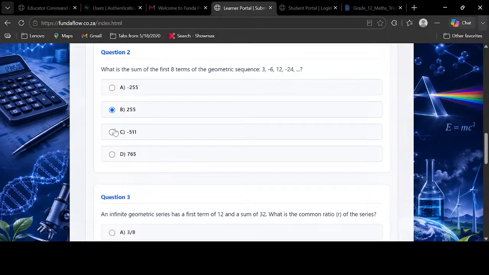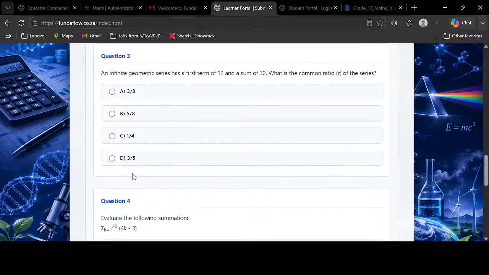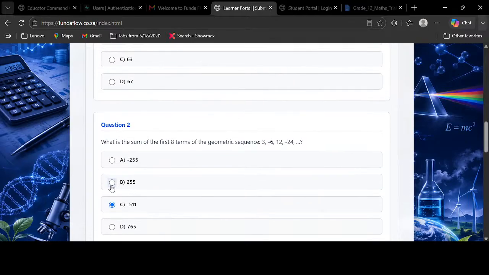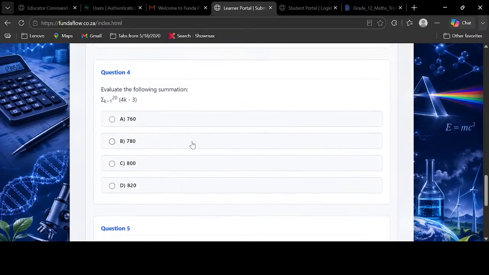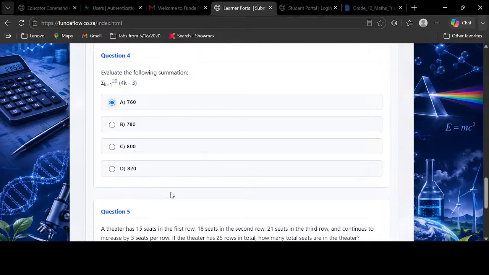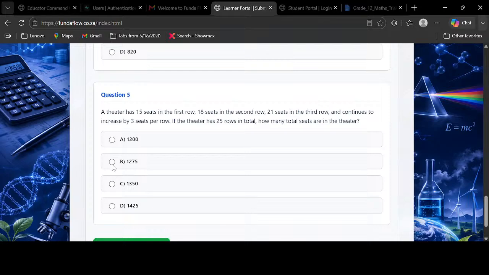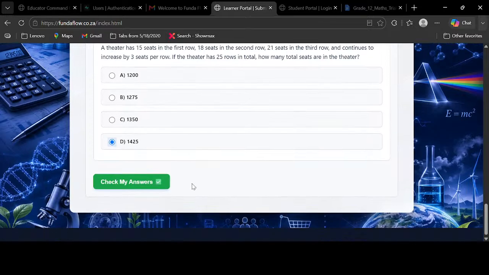Let me go with my grandma. On question 2, my grandma says it's C. What was B? B says, what is the sum of the 8 terms of the geometric sequence? I'm using grandma's power here. Grandma says it's C. And then, no, it can't be C. I'm debating with grandma on this one. It says an infinite sequence. Grandma says it's B. And then question 4, grandma says it's A. And then on question 5, grandma says it's D. I didn't pick D, but grandma says it's D.